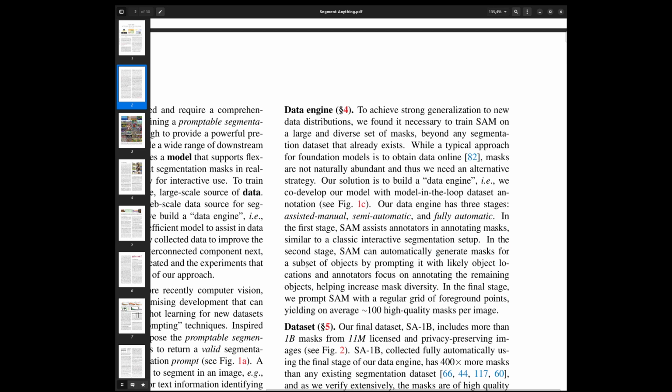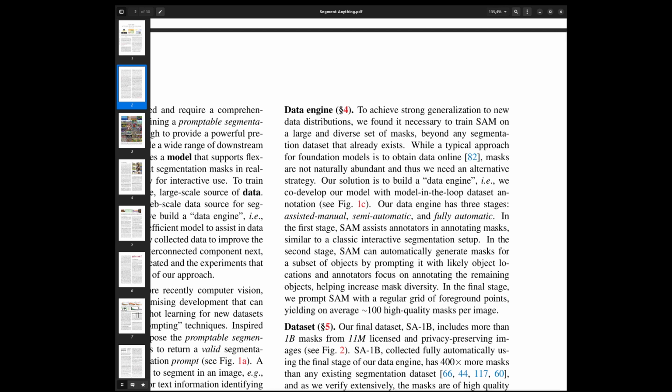So this means SAM can automatically generate masks for a subset of objects. So why just a subset of objects? Like, how did they sample the data? Maybe they start with a very specific type of mask, and once it was okay with that, or maybe it is promptable with text and it understands some simple concepts like cat, dog, person, stuff like that.